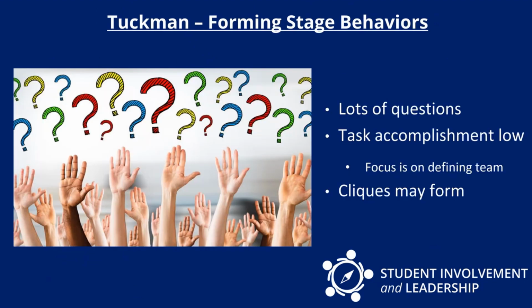So what should you do in this stage? What type of behaviors are you expecting to see out of your members? There's probably going to be a lot of questions, which you might not even know. Task accomplishment is generally low. That is because a lot of the focus is defining, okay, what is our organization? What does teamwork look like in it? What does our workflow look like? And also cliques may form. Now this is fine. It's pretty much inevitable. However, you should try to make sure that everyone's interacting with one another, so there's no one that's going to feel left out or in some sort of out group without a clique.